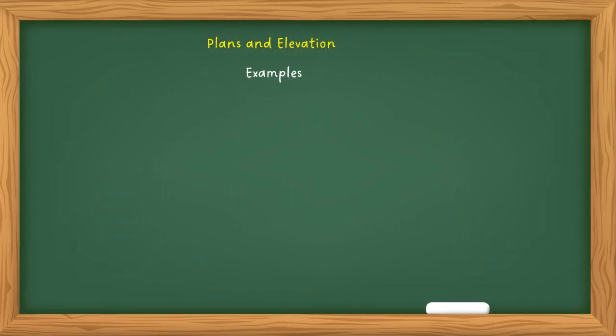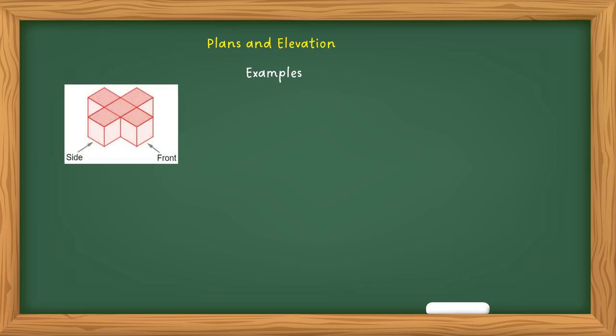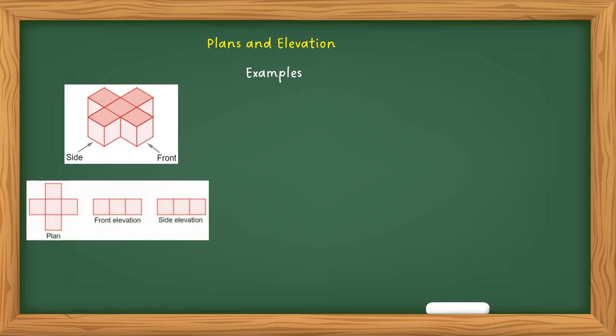Here are some further examples of what has just been said. You can see there you have this shape here and you've got a side and front elevation. If you look at it from different angles, if you're looking from above, the plan, all you would see is these darkened squares. If you're looking at it from either side, you would only see three of the faces depending where you're standing. So the elevation just means the angle you're looking at an object from.